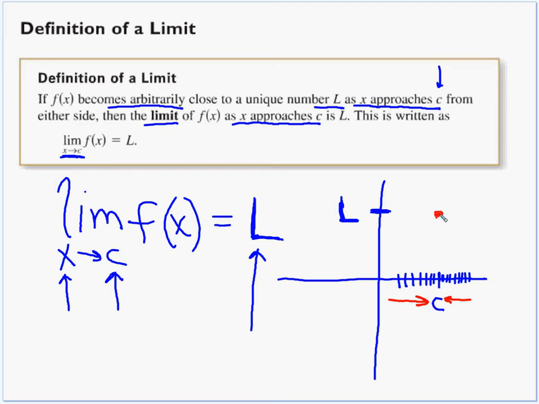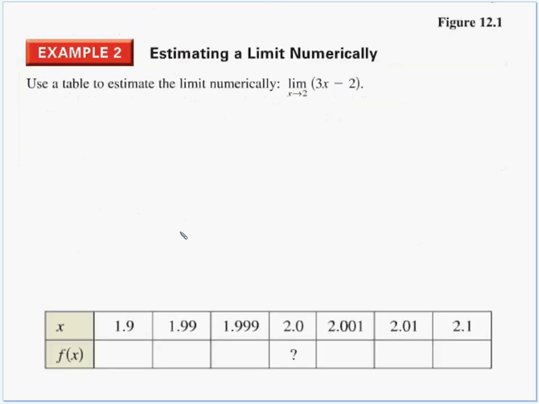There's some number up here, L, on the y-axis, that as we approach from the left side, we're getting closer and closer to that point. And as we approach from the right side, we're also getting closer and closer to that point. But this c is a number on the x-axis. This L, the limit, if it exists, is a number on the y-axis.